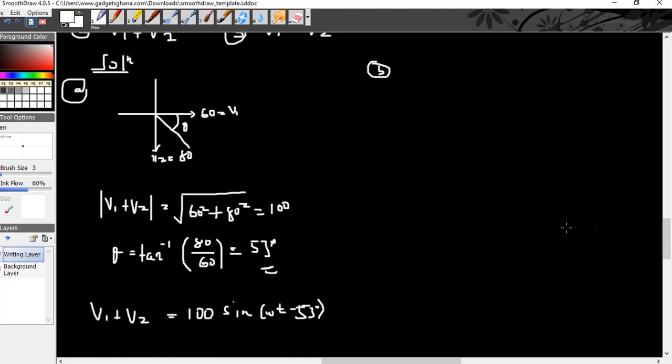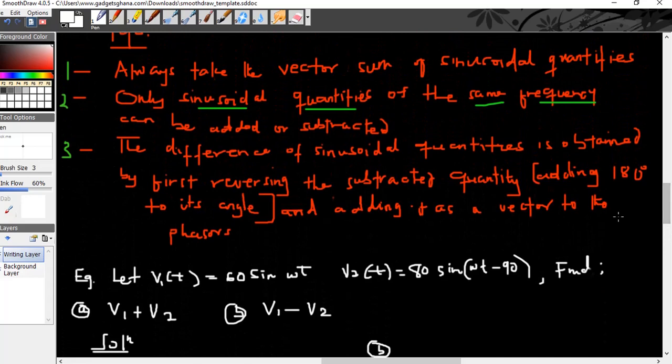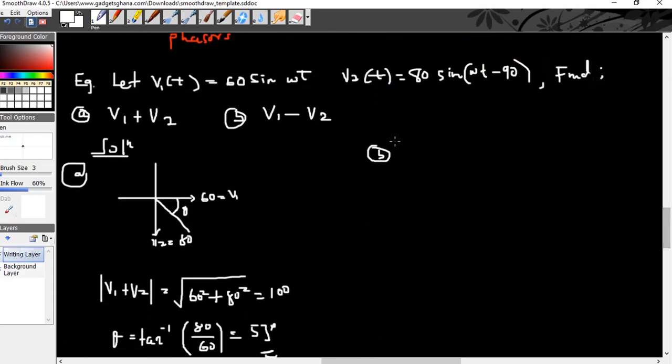Then we go to find a new v1 v2. So now let's implement what? And then we also use the second point: only sinusoidal quantities of the same frequency. So from here you can notice that omega t is a frequency, so they are of the same frequency, that's why they could be added.